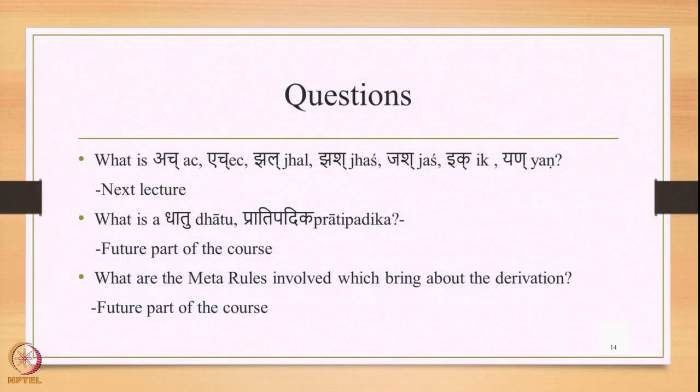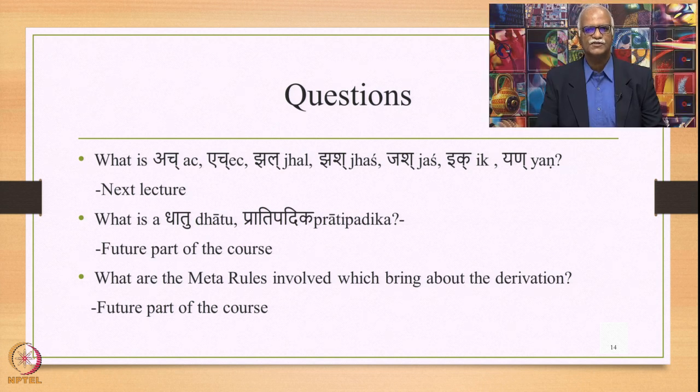So, there are lots of questions that can be asked on the discussion that we have had so far. We used several words, several terms. Terms like ach, hal, jhal, jhash, jash, ik, and yan, etc. What do they exactly mean? We have seen that if we know the meaning of the cases, even if we don't know the meanings of these terms, we can still make the meaning of the sutra possible. But that meaning is still a general meaning. To know the exact meaning of the sutras in which these terms are used, we need to know the exact meanings of these terms, which shall be the topic of the next lecture.